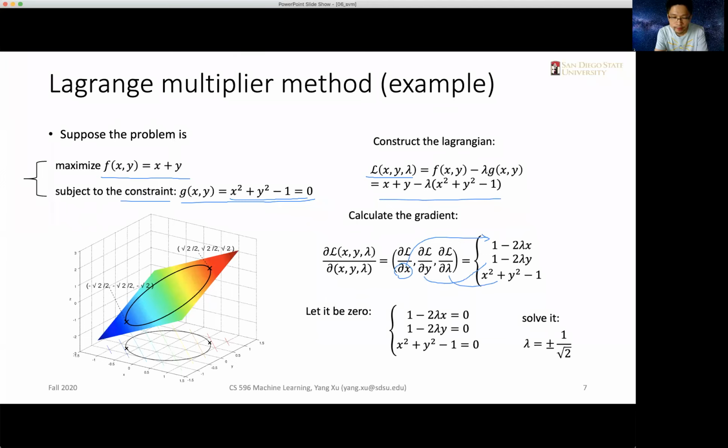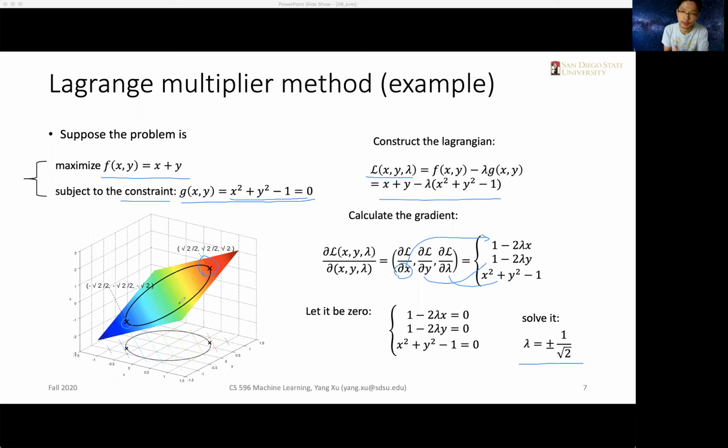It's quite easy to solve. We can see that we have 2 solutions. The lambda could be 1 over square root of 2, or negative 1 over square root of 2. So that corresponds to the 2 points here. One of them is a minimum point, and the other one is a maximum point. So we need to compute the value of the function f on these 2 points, and then decide which point we want to choose for the maximum point.